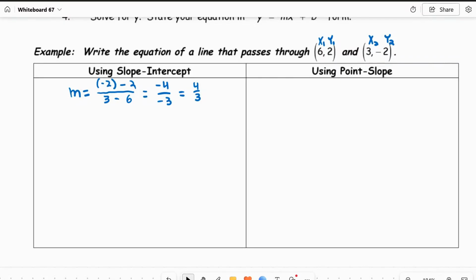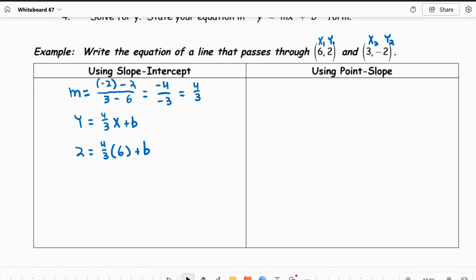Now we're going to go back to our slope-intercept form, y equals mx plus b, but instead of having m, we are going to substitute in our slope. Y equals 4/3 x plus b. The last thing we need to solve for is b. We can do that by taking one of our points, substituting that into the equation, and solving for b. I'm going to take my first ordered pair, so I'll substitute 2 in for y, and 6 in for x, and we're solving for b.